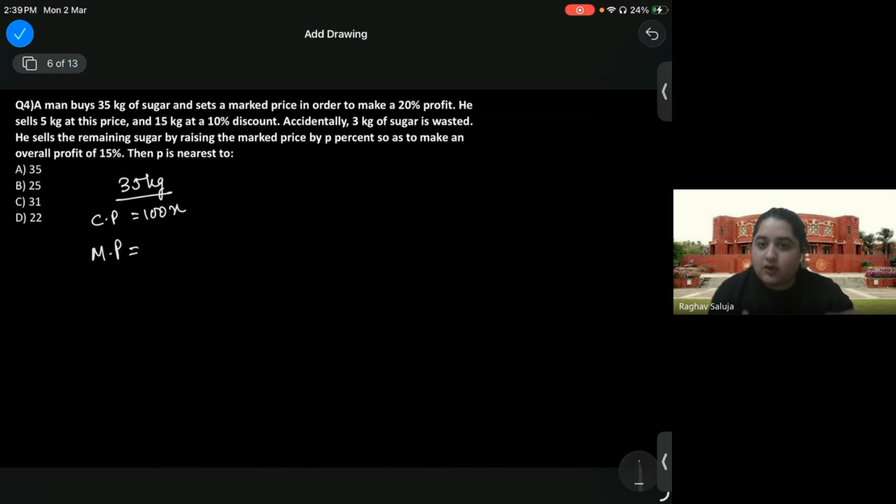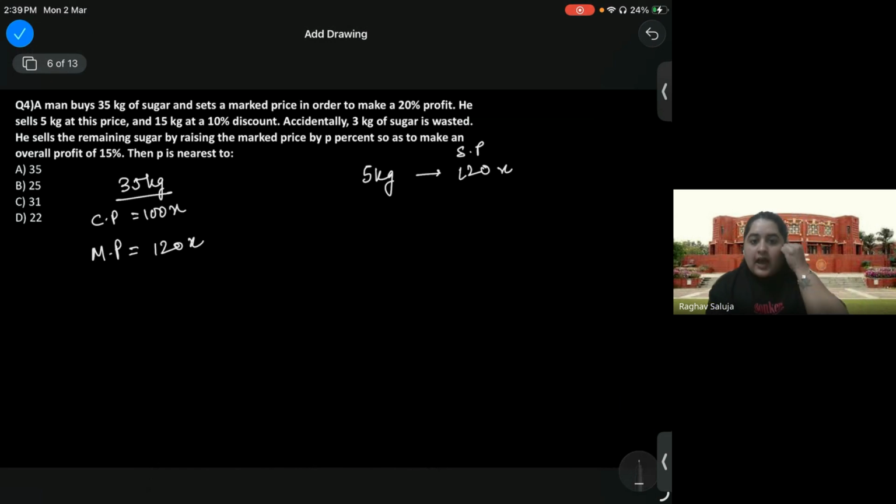For 20% profit, our marked price is equal to, we will increase the cost price by 20%, that is 120x. This will be our marked price. So 5 kg he sells at this marked price only, that is 120x, and 15 kg at 10% discount on the marked price. So for 10% discount, we will reduce the marked price by 10%. 10% of 120x is 12x, so we will reduce that much amount from the marked price. So that will be 108x.